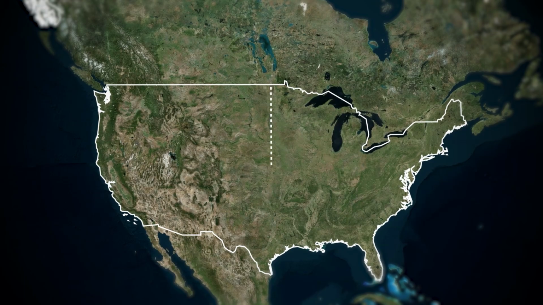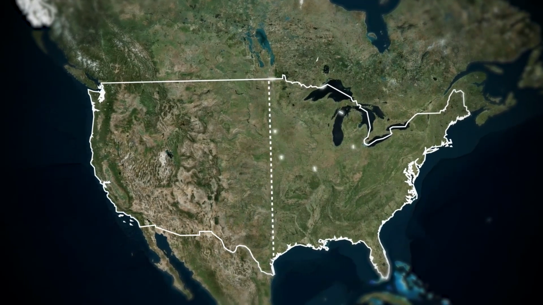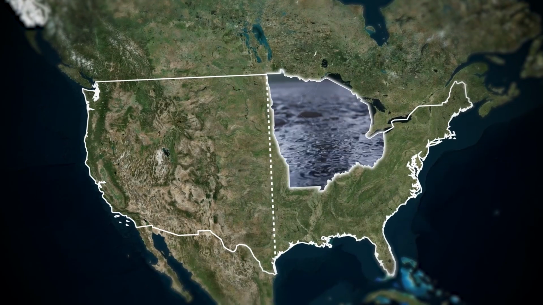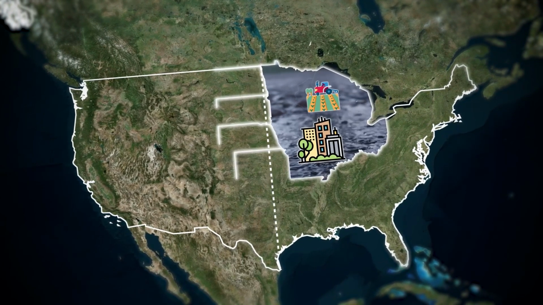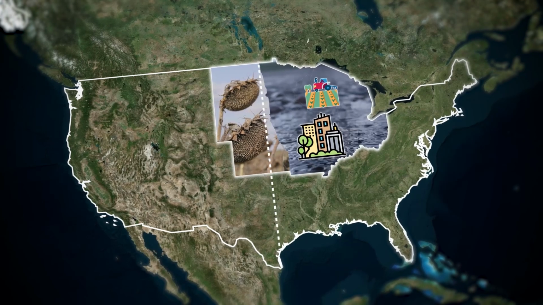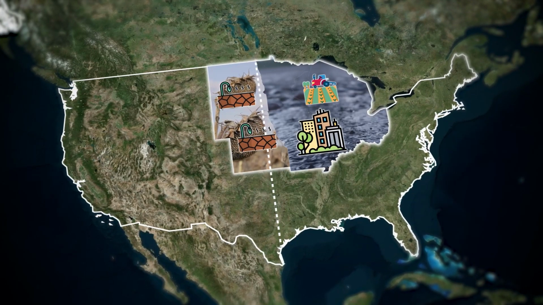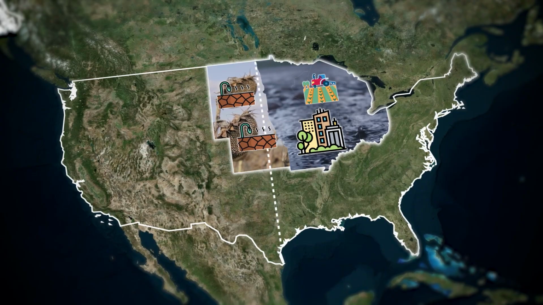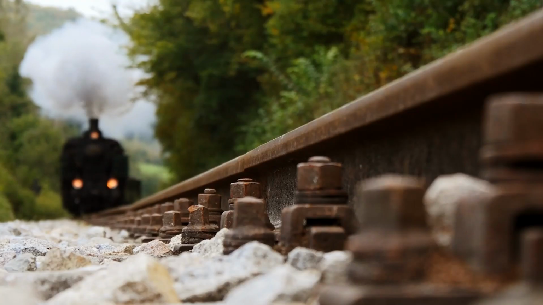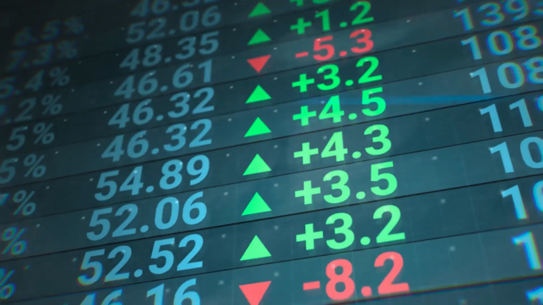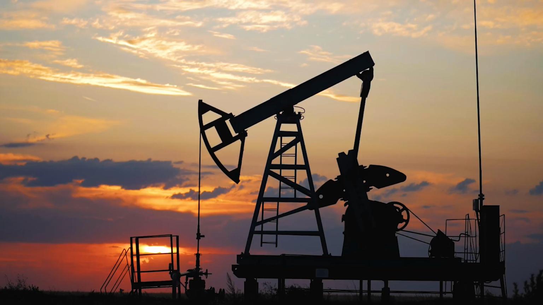This invisible line divides two drastically different environments. East of the line, rainfall exceeds 20 inches per year, supporting traditional farming in densely populated cities. West of the line, rainfall drops below 20 inches, leading to drier, more arid conditions where farming becomes far more difficult. This stark divide dictated where settlements could thrive, where railroads were built, and where economies shifted towards survival industries like ranching, mining, and oil drilling.